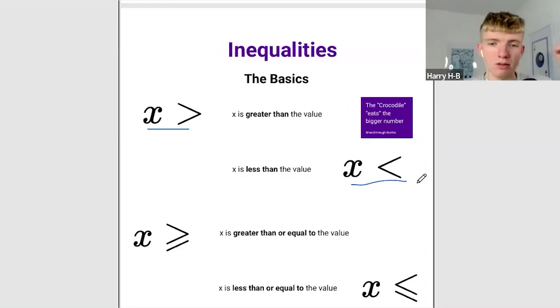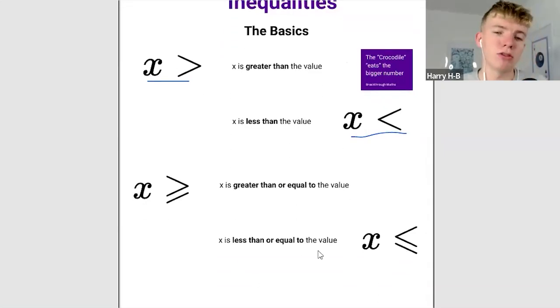If that little pointy bit is facing towards the x, then it is going to be lower. And then if there's a line underneath, it means that it is greater than or equal to, or less than or equal to, respectively. If you haven't got these down, I recommend you do. You can pause the video to do it.